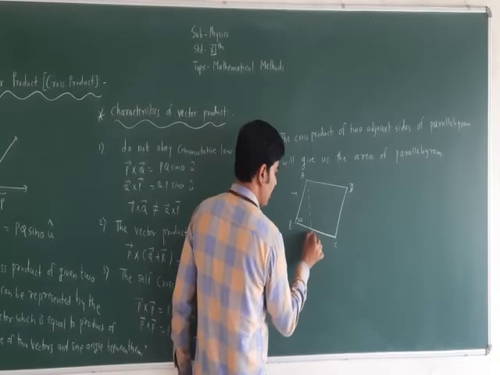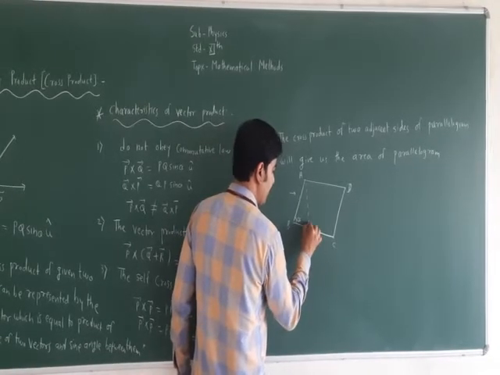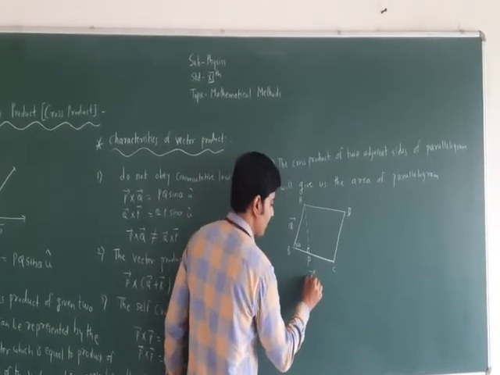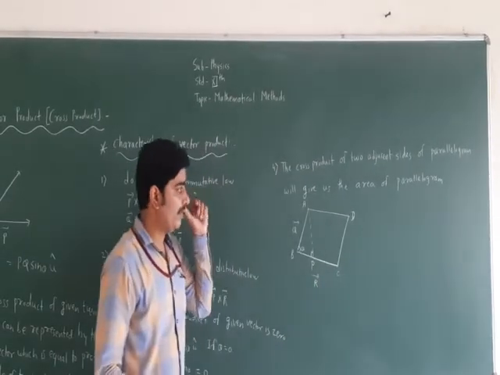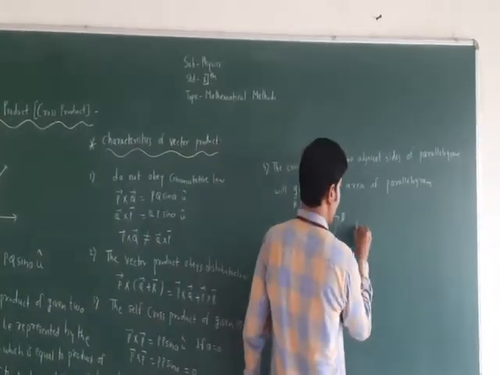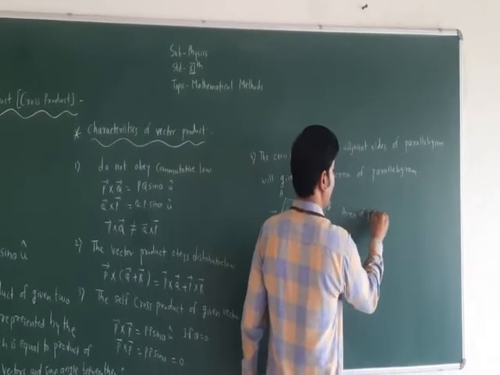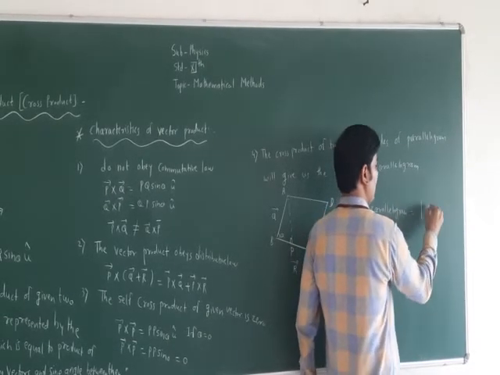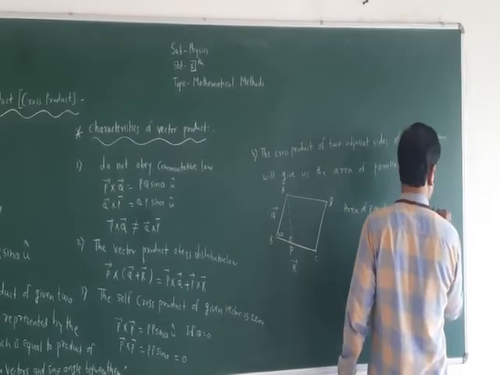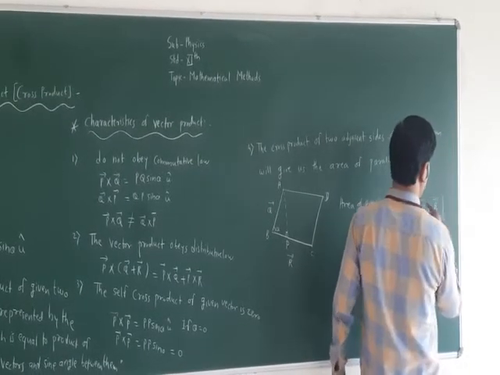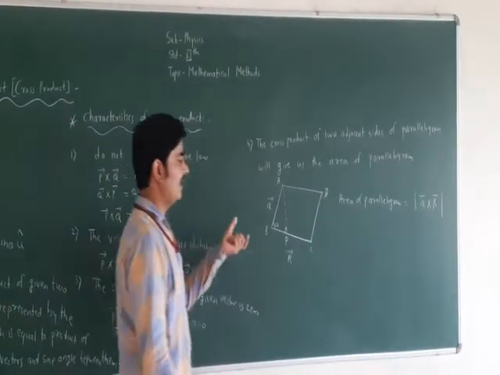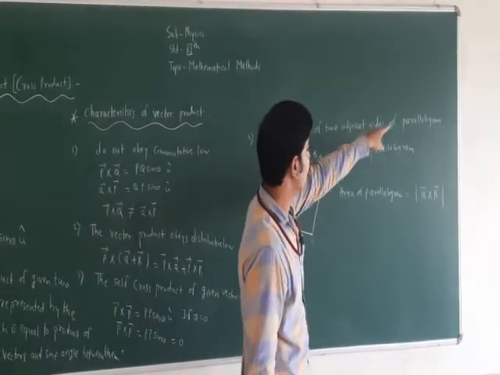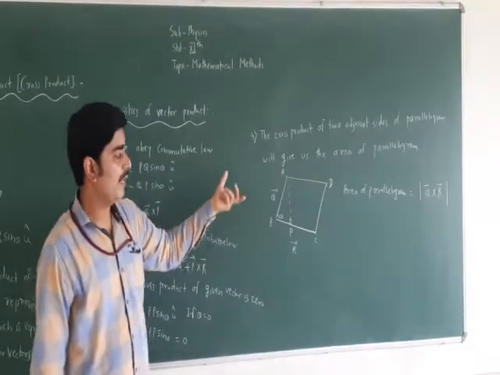Here I have drawn A, P is a perpendicular here, right? Suppose this is a vector Q and this is a vector R. Then, in order to find the area of parallelogram, what can we write? Area of parallelogram is equal to the magnitude of vector Q cross vector R. These two lines indicate that we are taking the magnitude. So the cross product of two adjacent sides of the parallelogram gives us the area of the parallelogram.